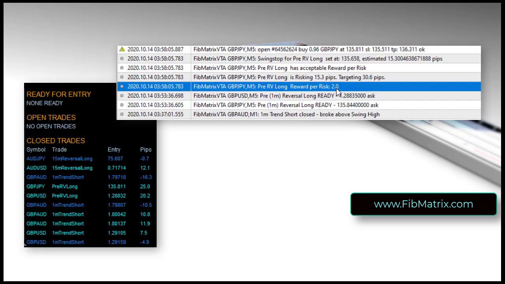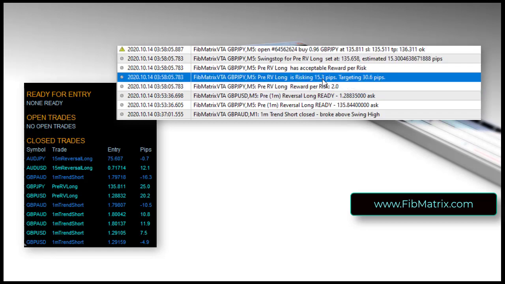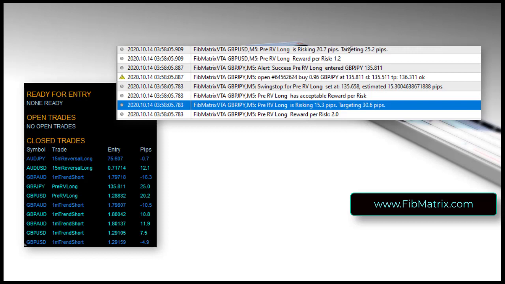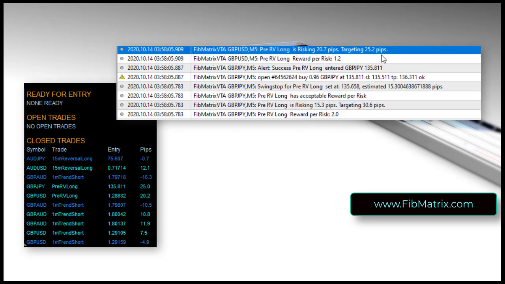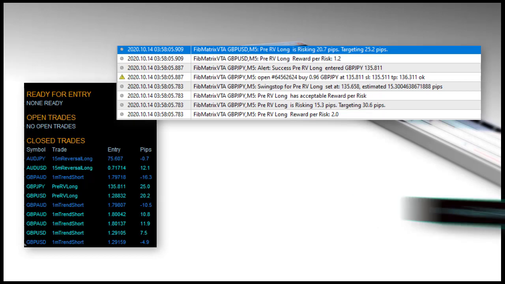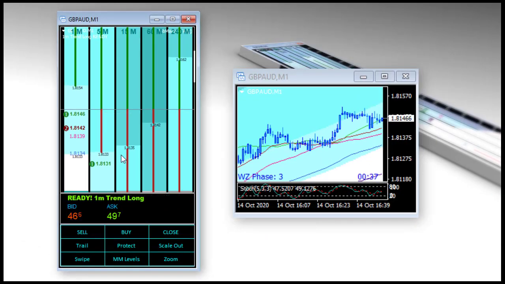Yeah, it had 2.0 reward to risk. Pound yen was risking 15 to make 30. Pound yen actually made 25 and risked 15 to make 25. And this one, the pound dollar, we risked 20 to make 25, and we made only 20 to make 20. Let's try it. There it is. It's already ready, just like that.